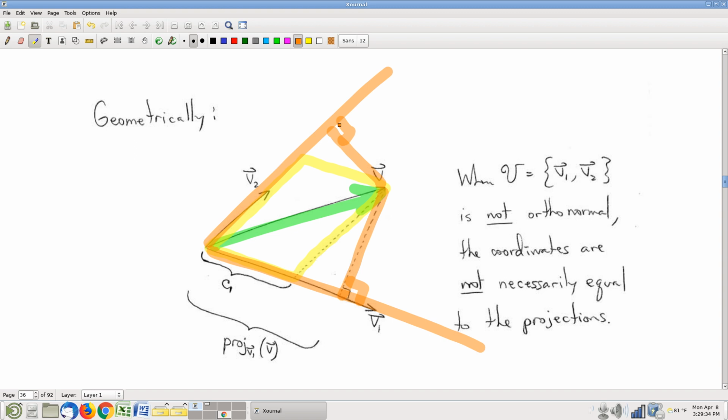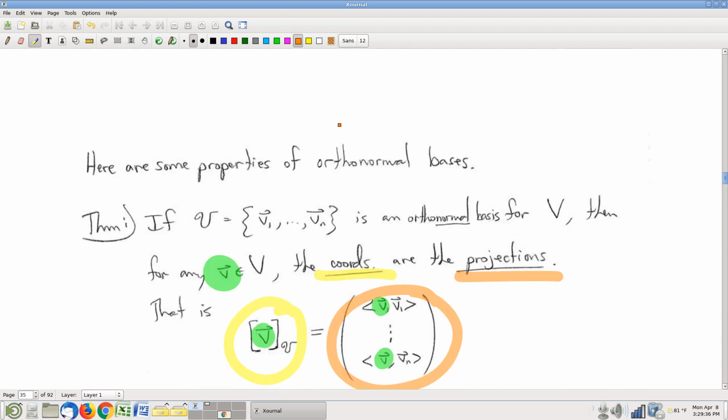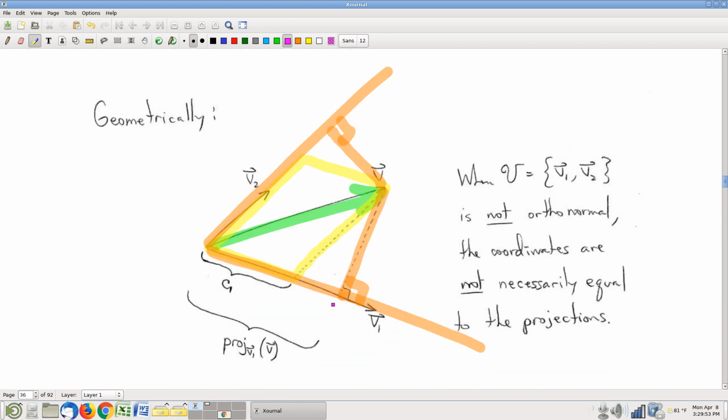Okay. All right. Now, back over to here. What does this theorem say? This theorem says if you're talking about an orthonormal basis, then these are always the same. The coordinates and the projections are always equal, despite what's kind of vaguely suggested by this picture.